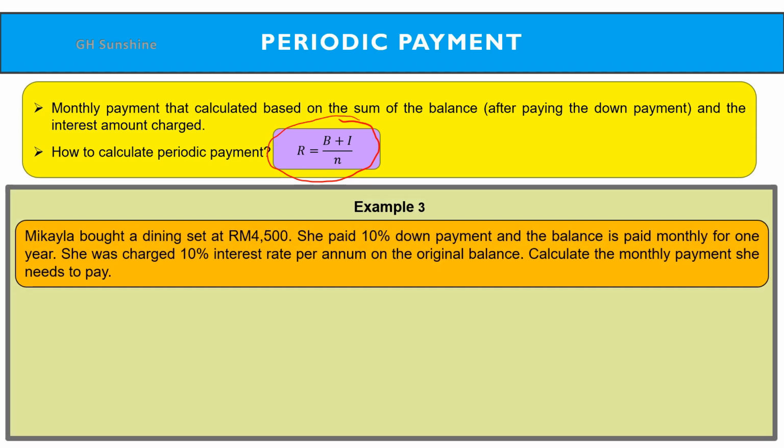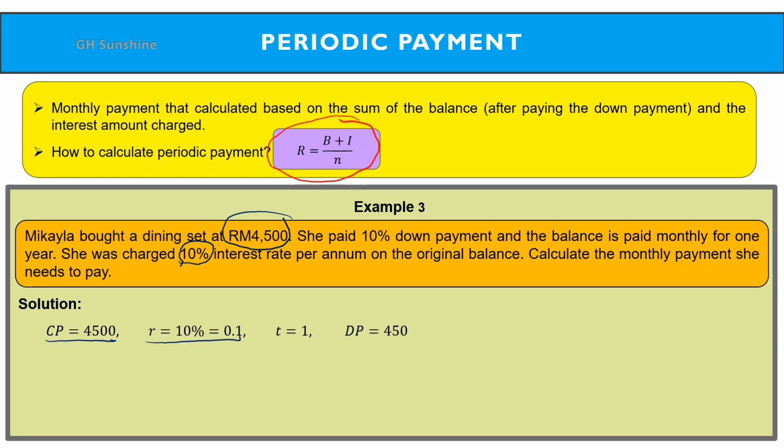So look at this example. Michaela bought a dining set at RM4,500. She paid 10% down payment and the balance is paid monthly for 1 year. She was charged 10% interest rate per annum on the original balance. Calculate the monthly payment she needs to pay. First, list all the information given. Cash price equals RM4,500. Next is the interest charge, 10%. So 10% equals 0.1.